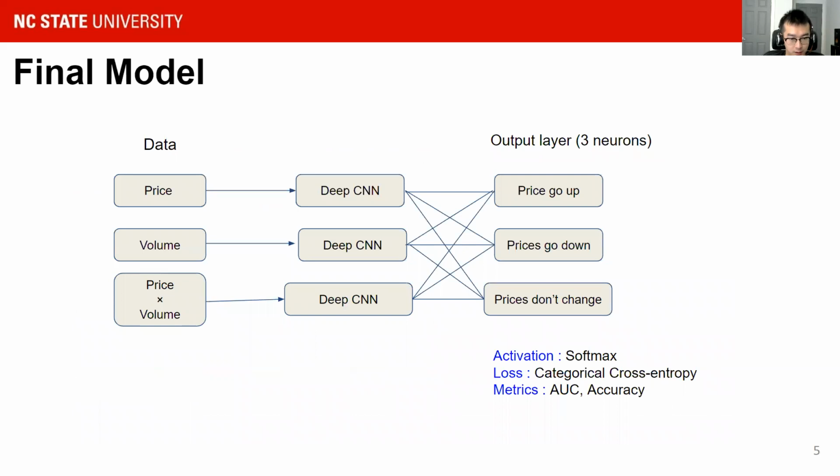Here is the structure of our final model. The inputs will contain price, volume, and price multiplied by volume information. Then those will be fed into 3 deep CNNs. We will concatenate the output data before feeding into the output layer, which will have 3 neurons. Finally, we apply the softmax function as the activation function to compute the probability of price going up, down, and neutral. The loss we use is categorical cross entropy, where we use AUC and accuracy score as the evaluation metrics.